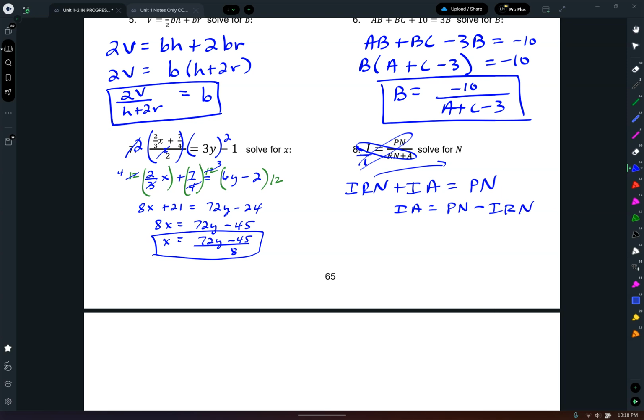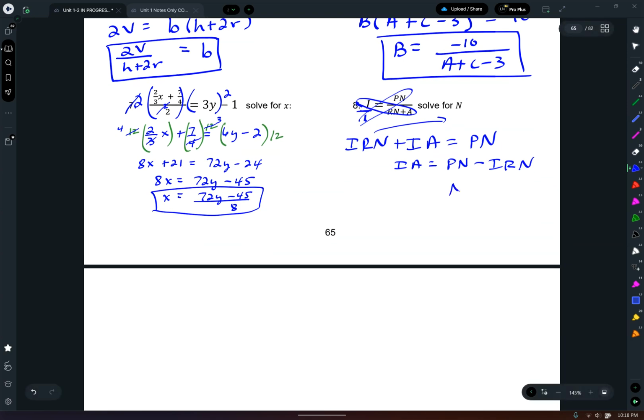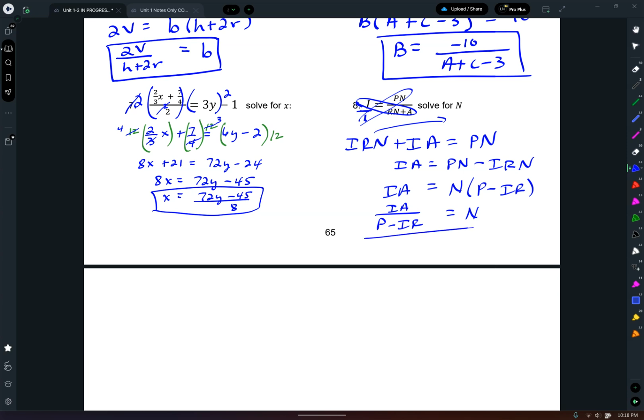IRn. So remember, if I'm trying to solve for n, let's separate it by factoring it. Okay, I know this is ugly. And so now I can solve for n by dividing by that entire parenthesis. So n equals IA over P minus IR. So again, it's ugly, but I've solved for n, and that n is all by itself. Okay, so that's kind of all things solving.